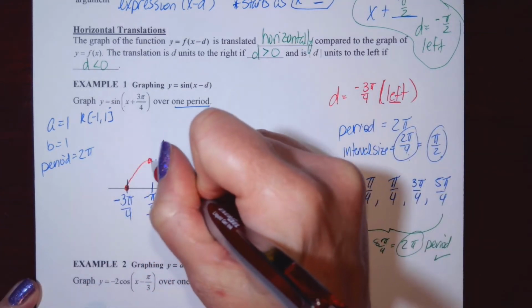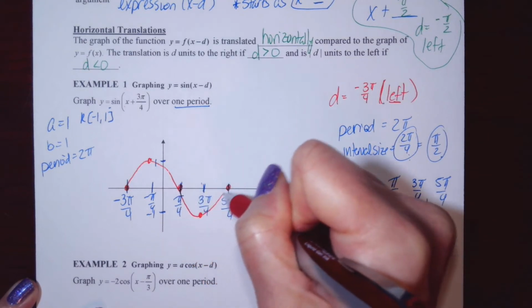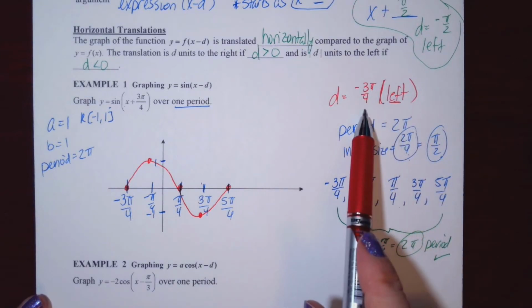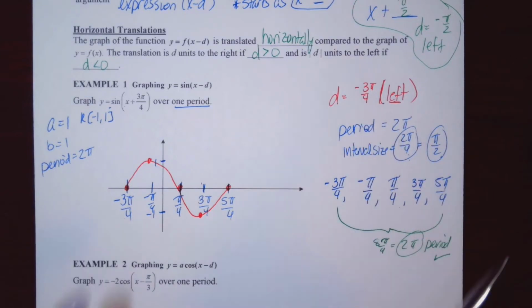That is one cycle, one period of this sine function that has a phase shift to the left of 3 pi fourths radians.